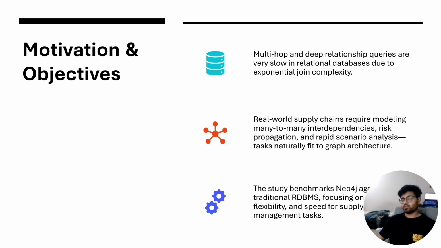Second is to write an automated generator tool that creates synthetic data, because real world supply chain data is often sensitive or proprietary. Our generator helped us produce data for smelters, suppliers, and products, including properties like location, risk category, and the type of the product.